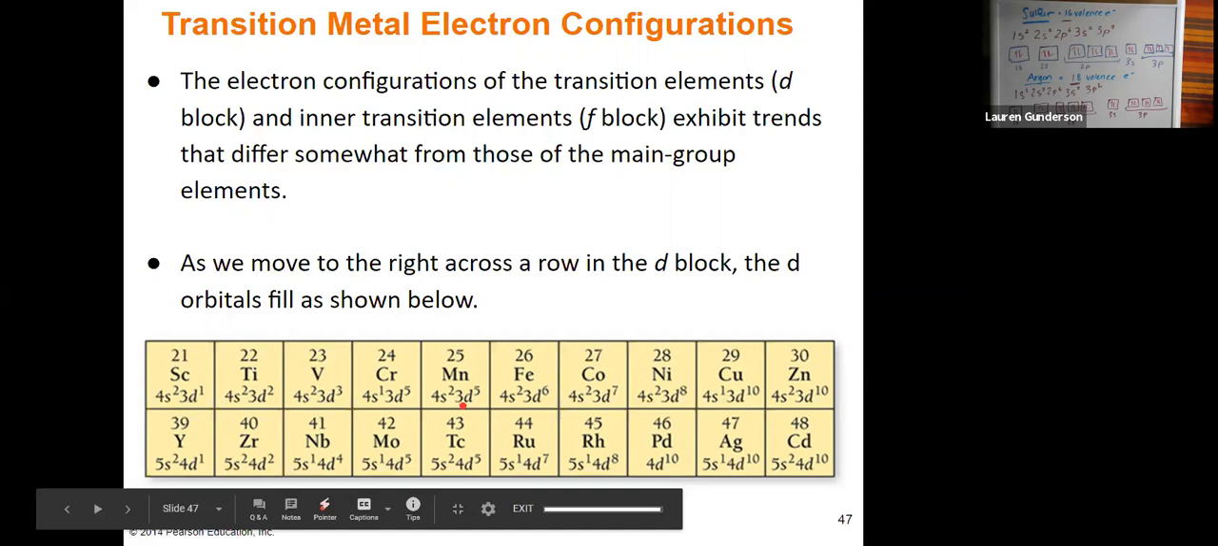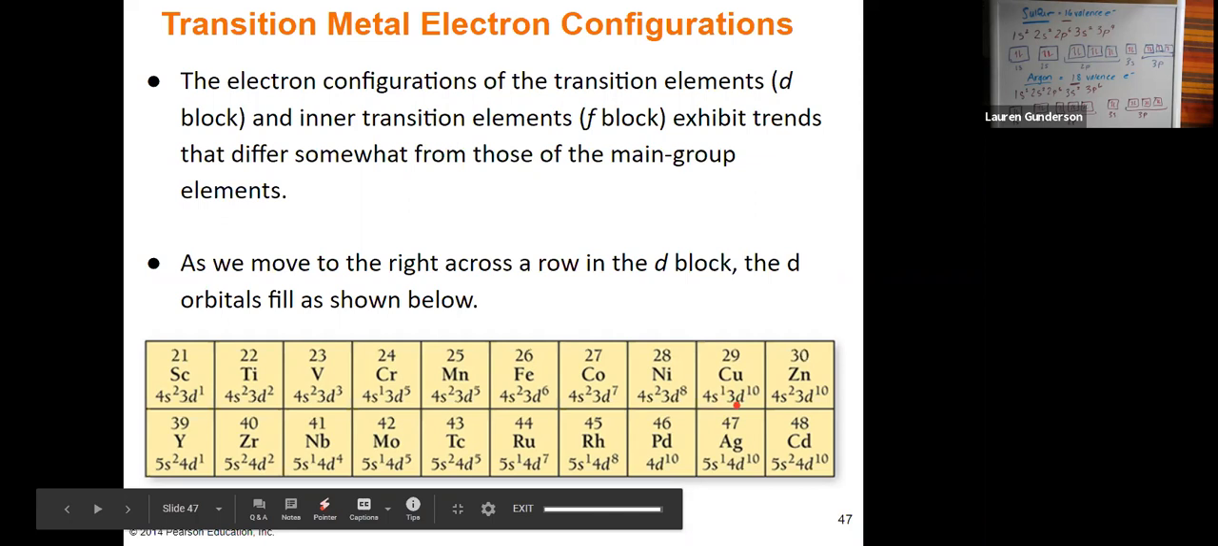4s2 3d5, 4s2 3d6, 7, 8, and then over here at copper, the same thing happens as with chromium. The electron has a choice. It can either stay in the 4s2 sublevel, or it can move up into the 3d and complete the sublevel. It turns out that has less of an energy cost than if the electron stayed in the 4s sublevel, so it moves. Those are your two big exceptions.